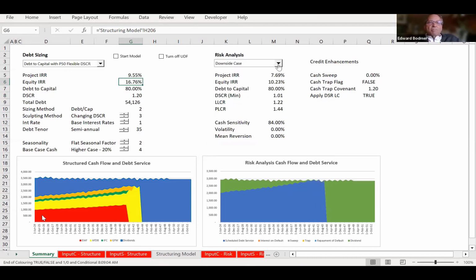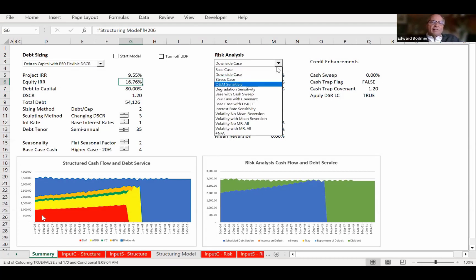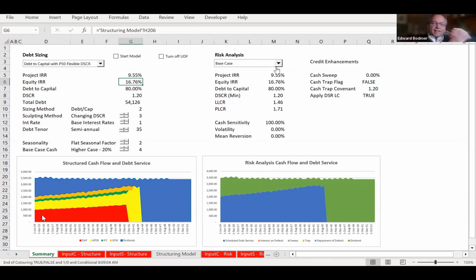Oh, we got a little problem there. What happens? Should we put our cash flow sweep in? What happens if we have some of that volatility? Those are the kinds of things you can do.